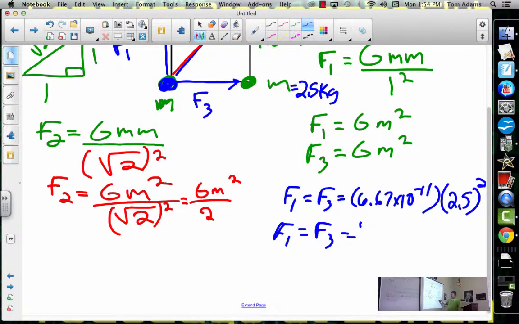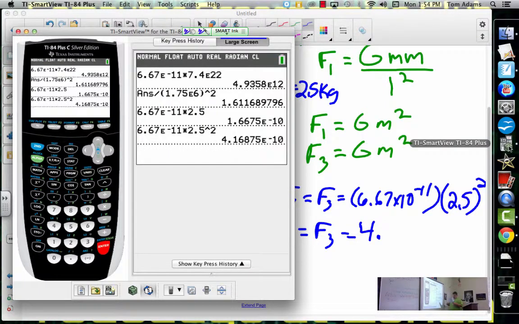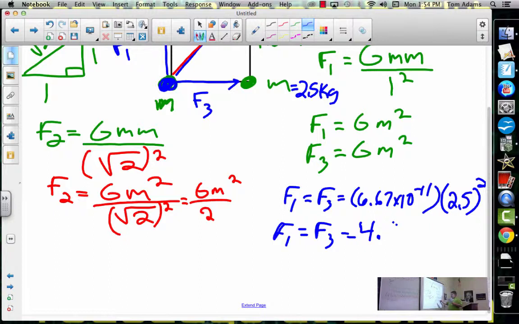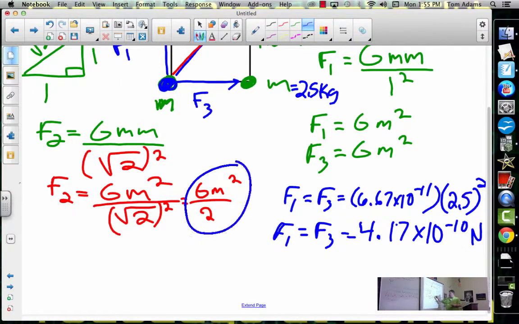So this is about 4 point, what was it? 16875. Let's just round that to 4.17 times 10 to the, was it negative 10? Yeah. Newtons. Now I'm going to take that same number and now divide it by 2, right? Because that's the same number, but now we're dividing by 2. So F sub 2 is this divided by 2, which is about 2.8 times 10 to the negative 10 newtons.